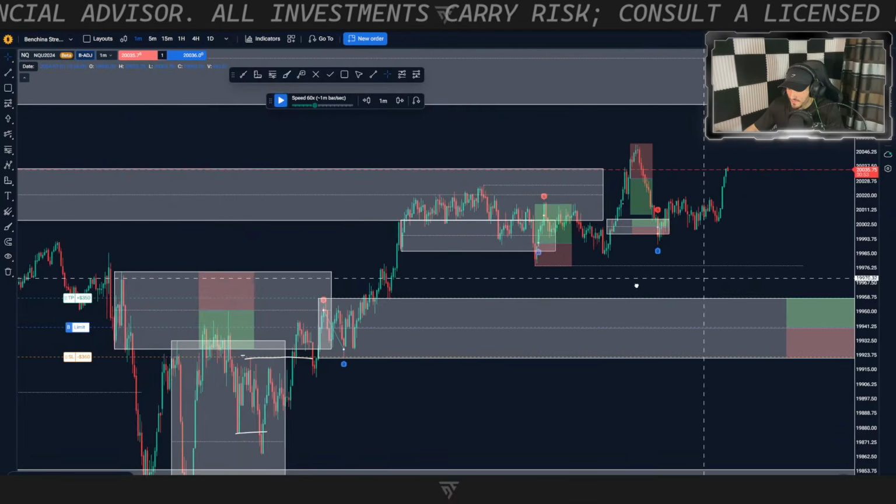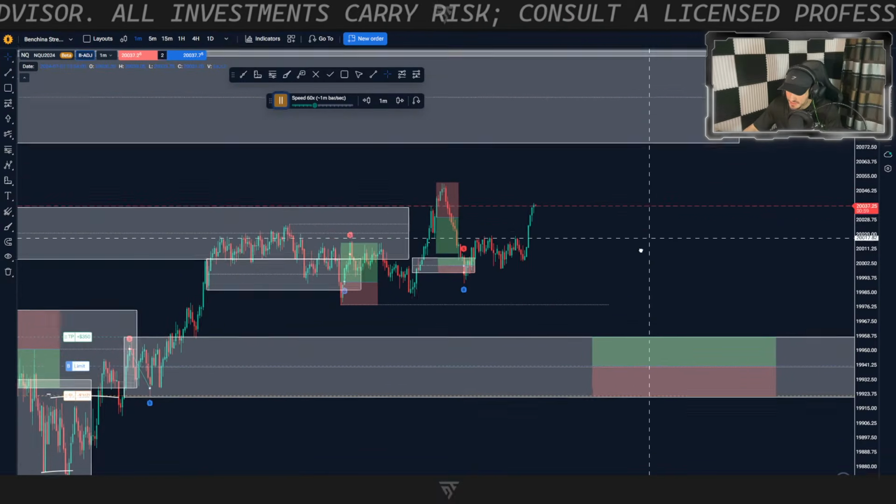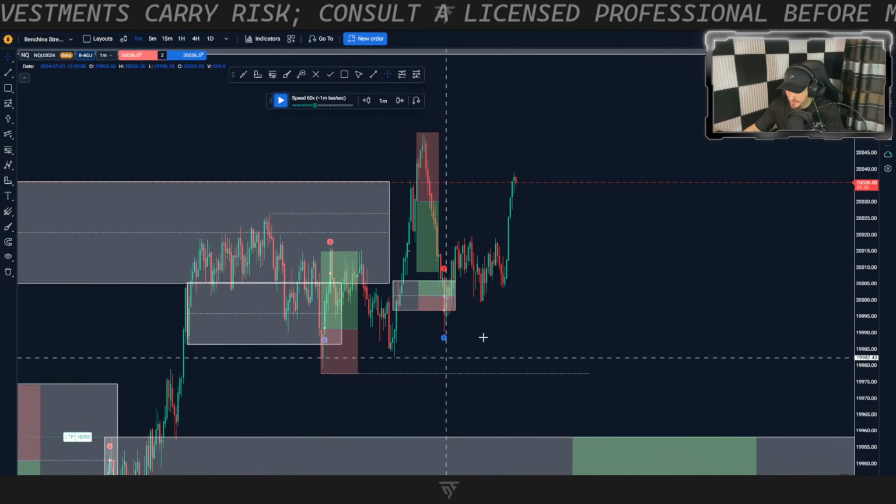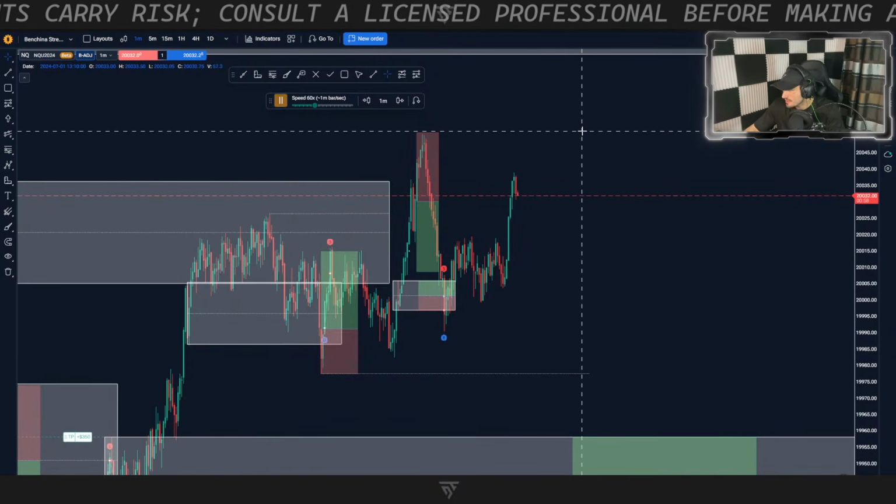It's the last down move, right? It's a high probability zone, but we are currently respecting structure. We have not broken a single low, and we are continuing to go higher.